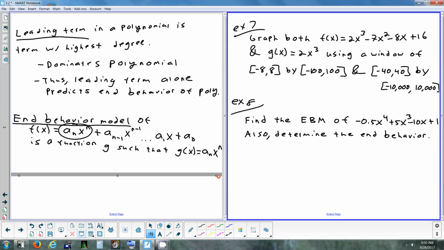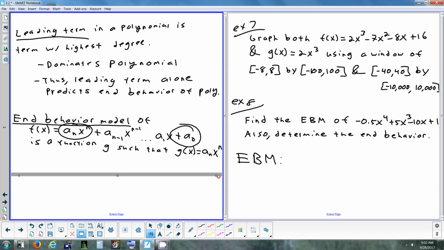What would be the end behavior model for example 8? I have a question about the equation. The one that's like a sub 1 x plus a sub 0 at the end. What does that mean? These are your terms in the polynomial, your a sub whatevers. Those are your coefficients. And then the exponent is decreasing by 1 each time till you finally get to the last term. There isn't even a variable. It's just a constant. Kind of like this one.